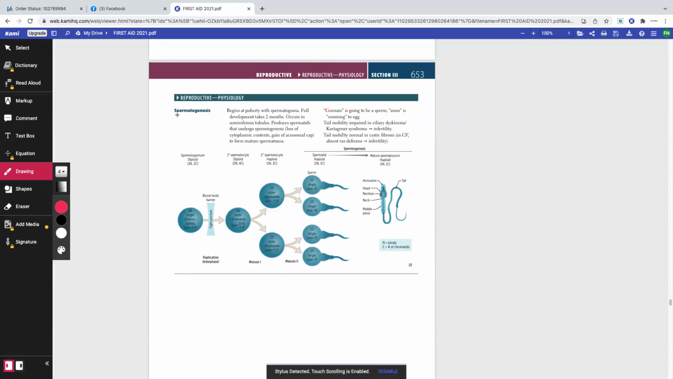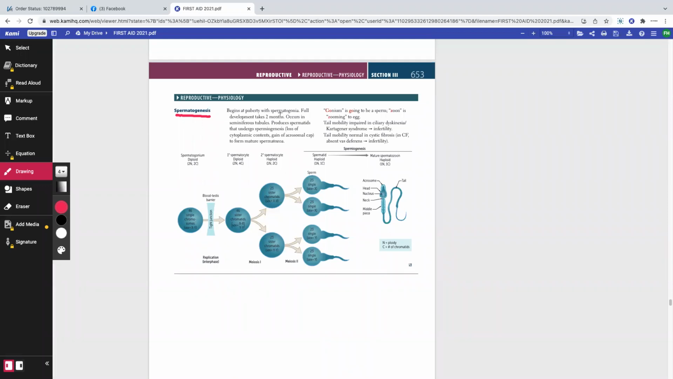Okay, so let's begin. Right now we are discussing reproductive physiology. Reproductive physiology is basically going to talk about all the different physiological processes that are happening in our reproductive system. Let's talk about the first physiological process, that is spermatogenesis, or the synthesis of sperms. Where does this happen? The answer is it happens in the seminiferous tubules, right?